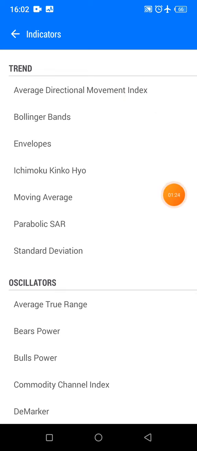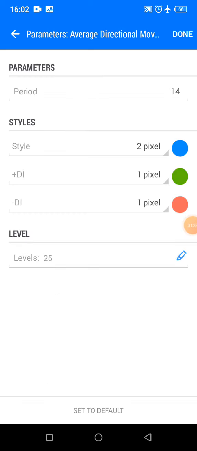This one over here, it's the first one on the indicators, so I'm going to press that. Period is going to be 14. Style is going to be 2 pixels blue. The plus DI is going to be green. Negative DI is going to be red. Then shift the plus DI and the negative DI to 1 pixel, so that your chart can be a little bit more clear, and take this as it is.